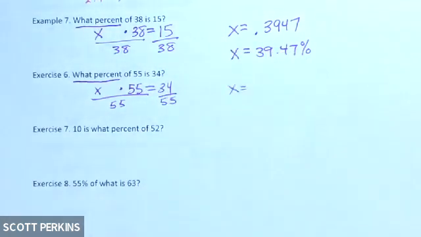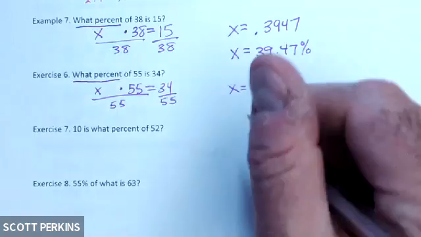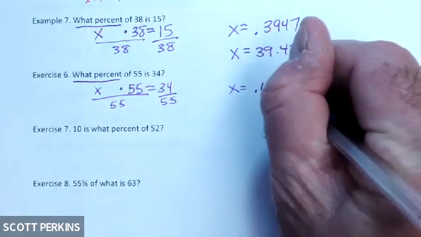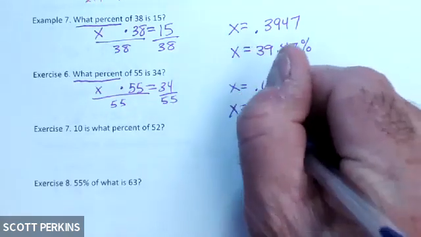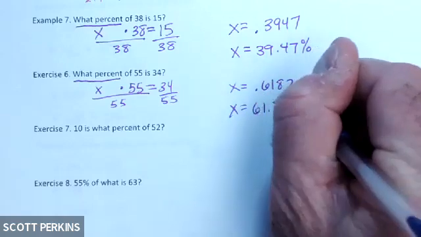And so again, rounding to the fourth decimal place, I've got 34 divided by 55. That turns out to be 0.6182 when I round. And again, I got to make that into a percent. So we get 61.82%.